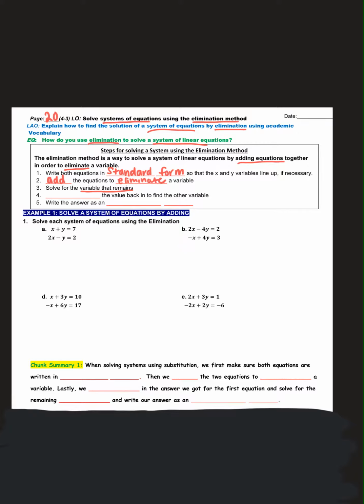After we have solved for the variable that remains, we are going to substitute the value back in to find the other variable. And then just like we did in graphing and in substitution, we always need to write our answer as an ordered pair.